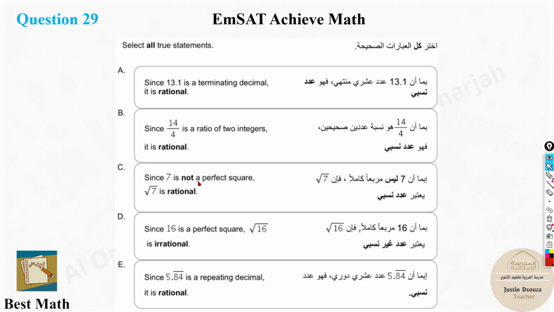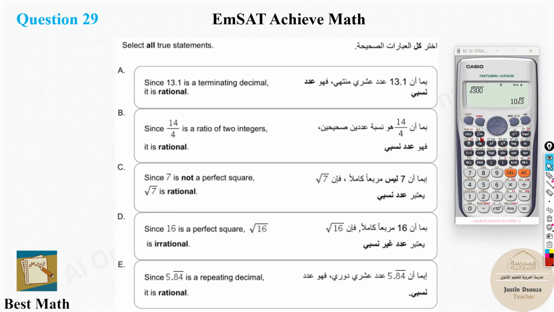Since 7 is not a perfect square, root 7 is rational. Okay, this is wrong. What you can do is use your calculator here and just try. Root 7, it's irrational. See, here it just doesn't stop. It keeps on going. That means it's irrational, okay? It's not rational. This is wrong.